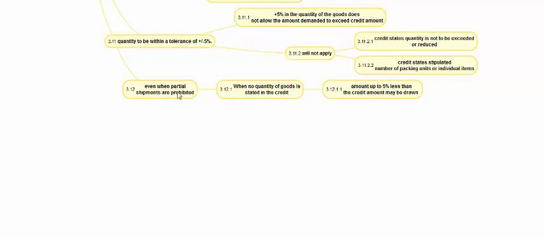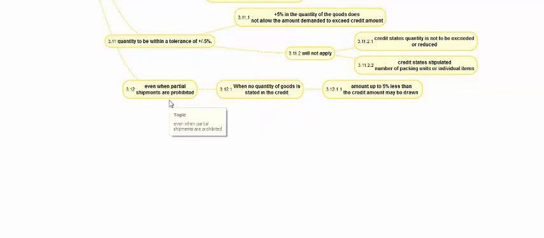Now, even when partial shipments are permitted, drawing of the LC up to 5% less is allowed. Even when partial shipments are prohibited, drawing of the LC up to 5% less in the credit amount may be allowed. So, LC is for $100 and a drawing of $95 is allowed even when partial shipments are prohibited, provided no quantity of goods is stated in the credit, and if stated, that quantity is drawn in full.